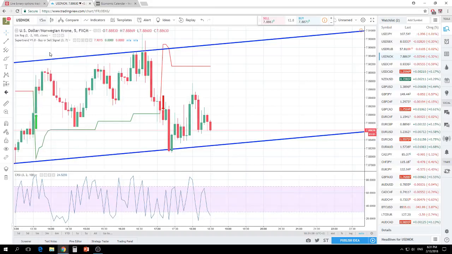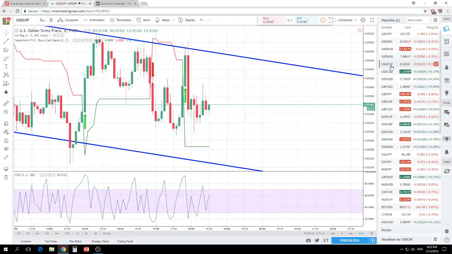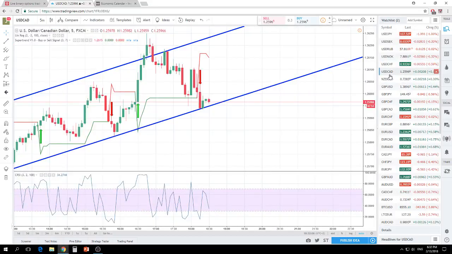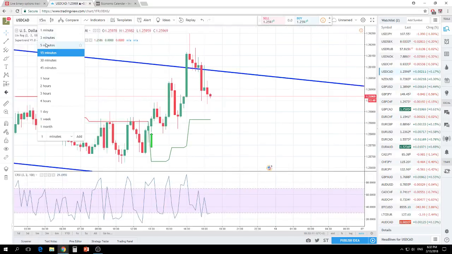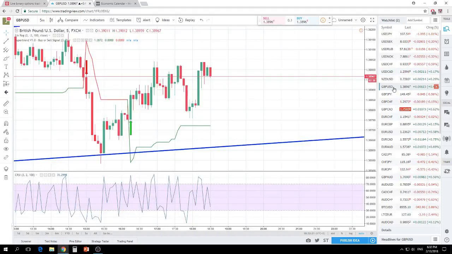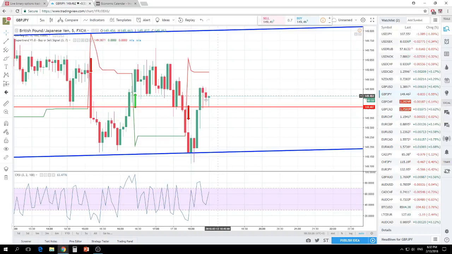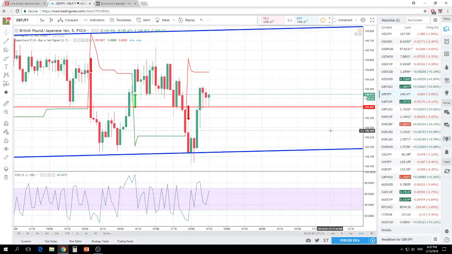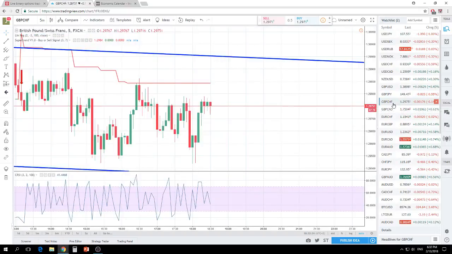USD Norwegian krona, let me check. No, not a good entry point. USD Swiss franc neither. USD Canadian. Oh, USD Canadian actually is okay to trade high on next candle. GBP USD no. GBP JPY is no longer a good entry point because candle started going high, like it was expected.